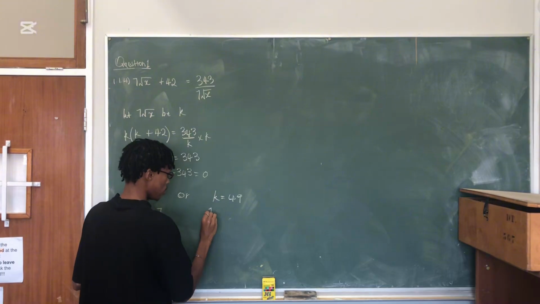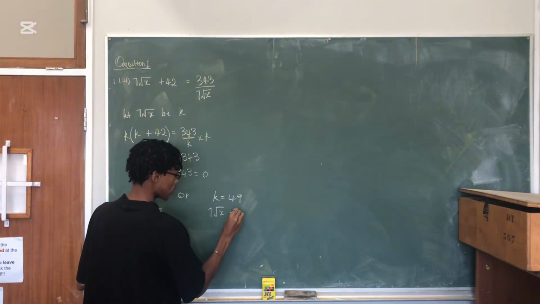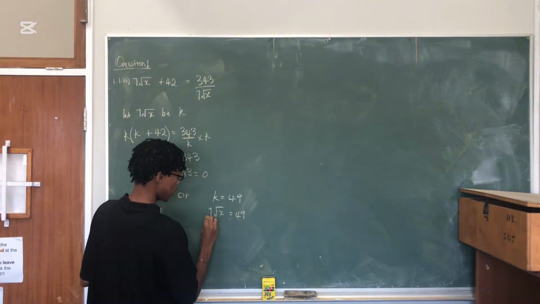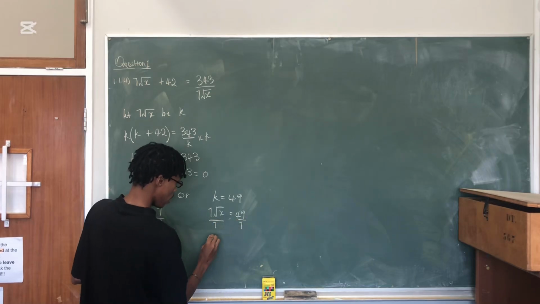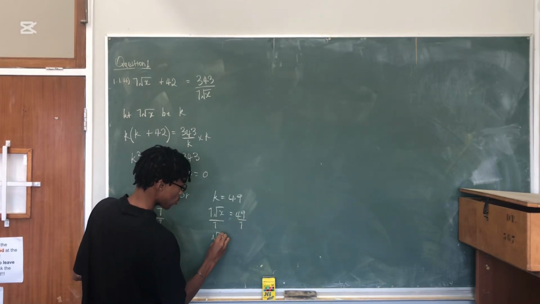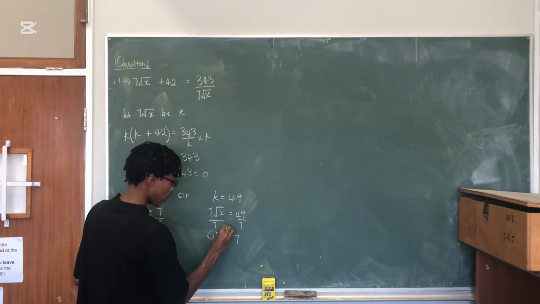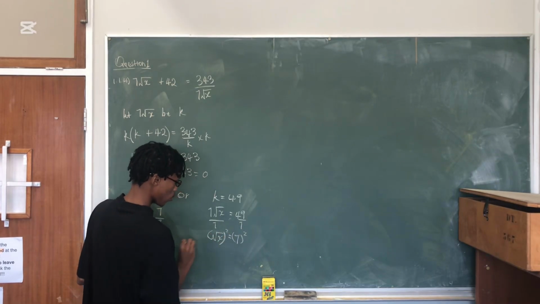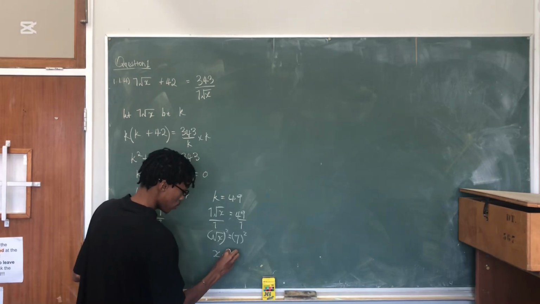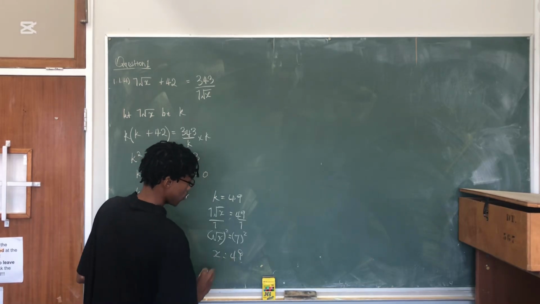This one, 7 to the power of the square root of x is equal to 49. Divide by 7 on both sides. Our square root of x is equal to 7. We don't want the square root of x, we want x. Square both sides. x is equal to 49.